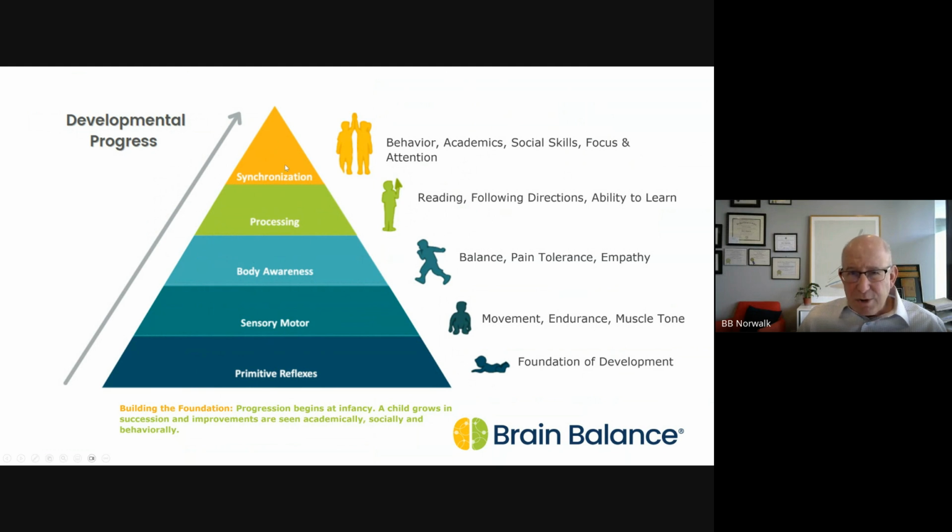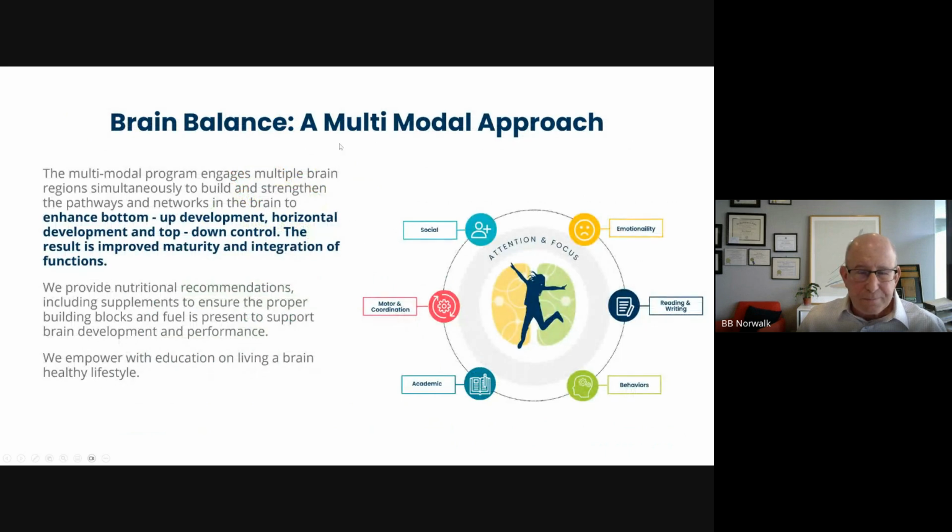A top-down approach would be more tutoring, medication, psychotherapy, 504 plans, IEP plans. Don't get me wrong. There's nothing wrong with all of those plans. The problem is that if the bottom up is not maturing correctly, the child will not be functionally capable of benefiting from those other types of programs as efficiently as they should. So it's a synergistic process. It's not one or the other.